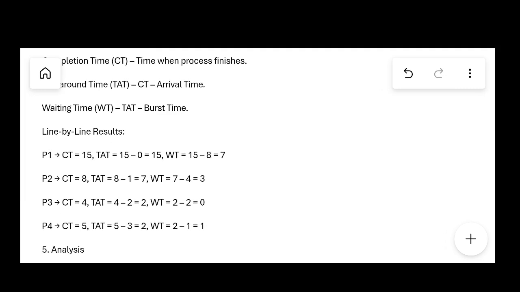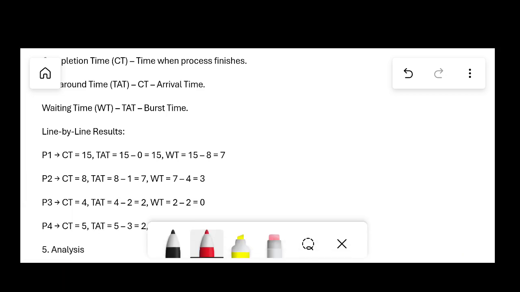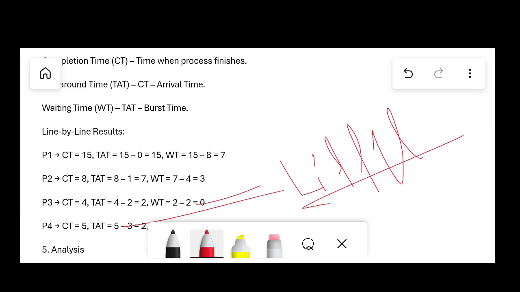So line by line, the results are here. P1: CT is 15, TAT is 15, WT is 7. Then P2: CT is 8, TAT is 7, WT is 3. P3: CT is 4, TAT is 2, WT is 0. P4: CT is 5, TAT is 2, WT is 1. Short processes like P3 and P4 wait very little, and long processes like P1 and P2 wait more.